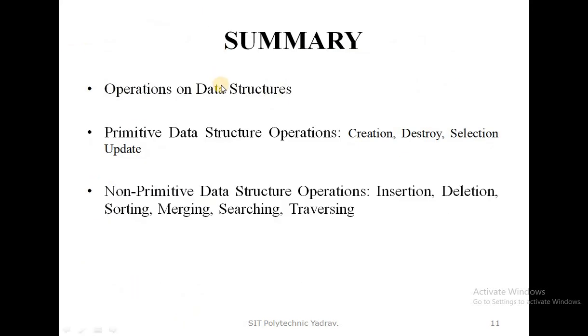The summary of today's lecture is that we saw operations on data structures: primitive data structure operations and non-primitive data structure operations. The primitive data structure operations are the basic operations: creation, destroy, selection and update. The non-primitive data structure operations are insertion, deletion, sorting, merging, searching and traversing. And the other two, which are in neither primitive nor non-primitive, are concatenate and copying.